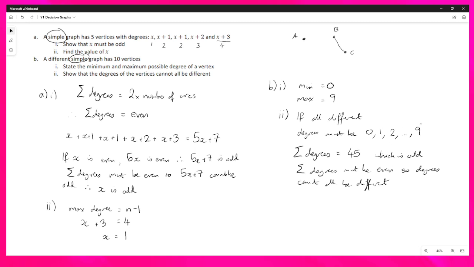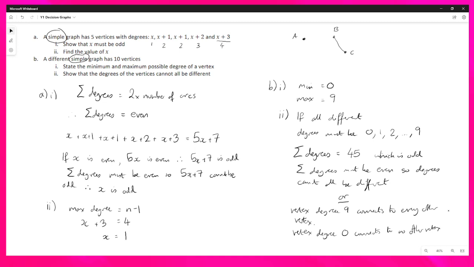Or we can think, well, if we have one vertex of degree 9, that must be connecting to every other vertex. But we have the vertex of degree 0 connects to no other vertex. These 2 properties can't happen at the same time. We can't have one vertex connecting to everything and one vertex connecting to nothing. Those contradict each other. So again, therefore, at least 2 of the vertices must have the same degree.